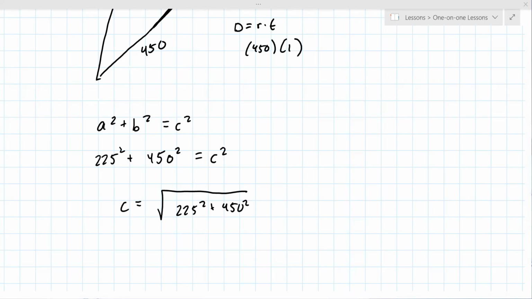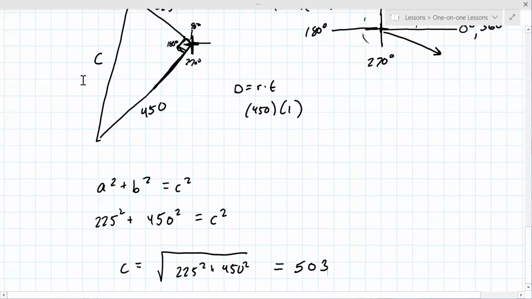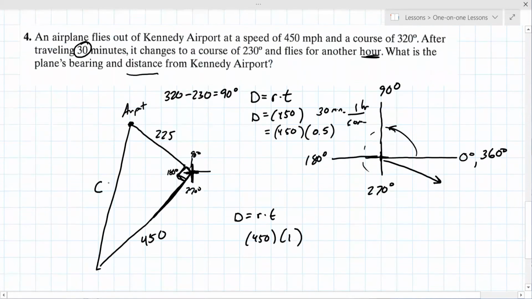So that's the square root of 225 squared plus 450 squared. Seems like quite a big number. 503. Okay, so that's how far it's traveled. It started here, and this is 503. Great. Now this is the harder part.